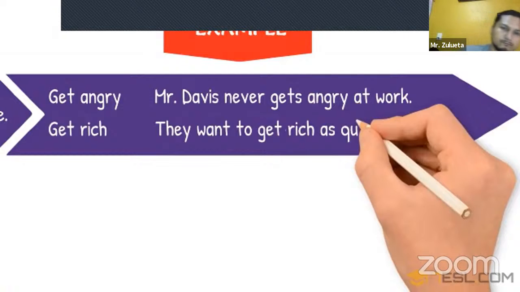Get plus a place. Reach or arrive at a place. Get home.